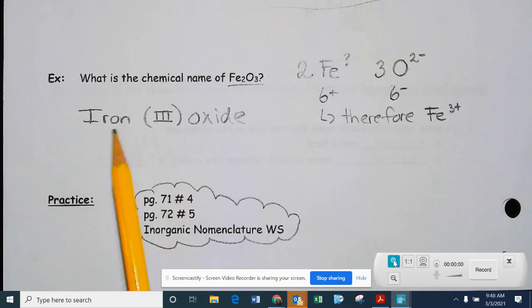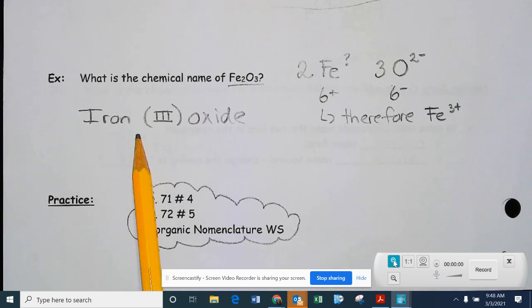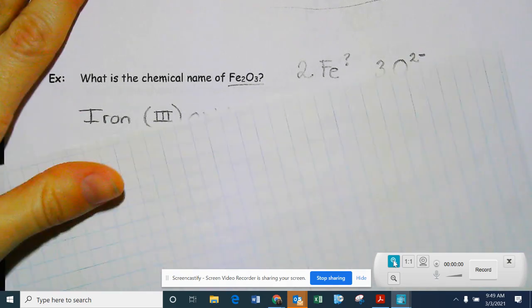Are you guys confused by this at all? Do you want me to run through it in more detail? Oh yeah, totally. Okay, let me go through this in a little more detail. Let's just do a couple more examples.